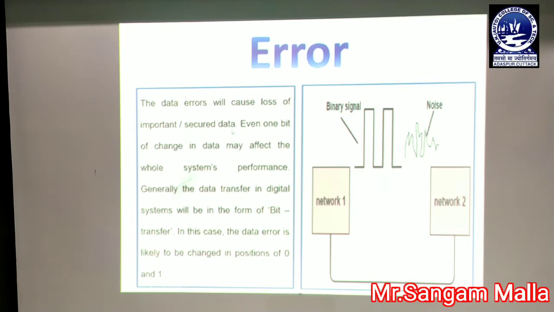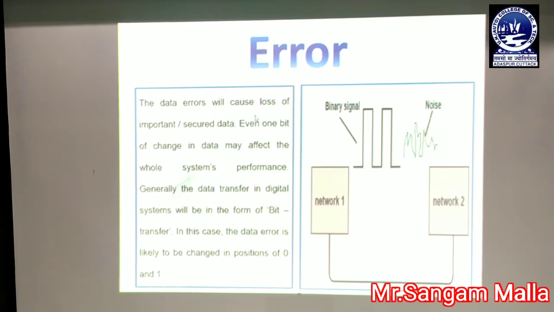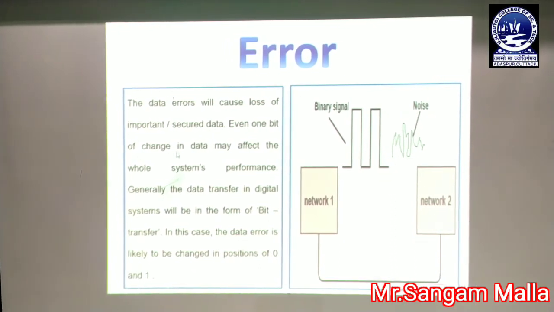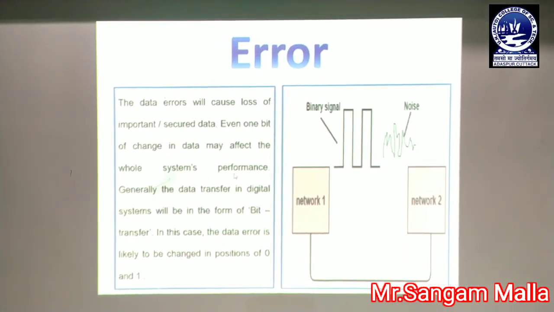So as we know, if we are giving any input and there is some error in the data, there may be a chance that we can lose important or secure data. Even one bit of change in data may affect the whole system's performance. Whatever data we are sending is in the form of bits, so if we change a single bit, it can affect the whole data at a time. So it actually affects the whole system performance.